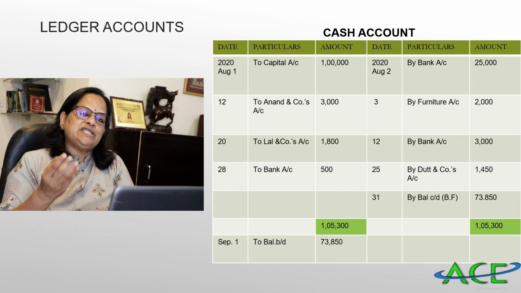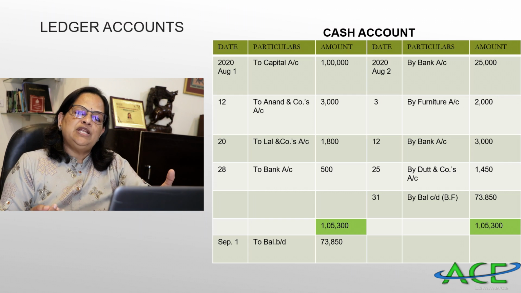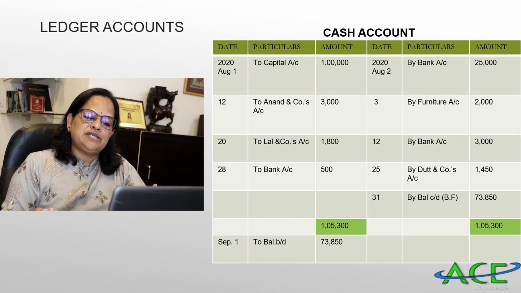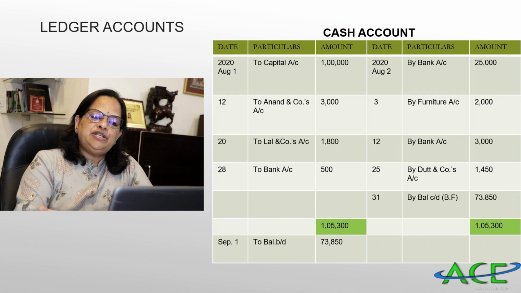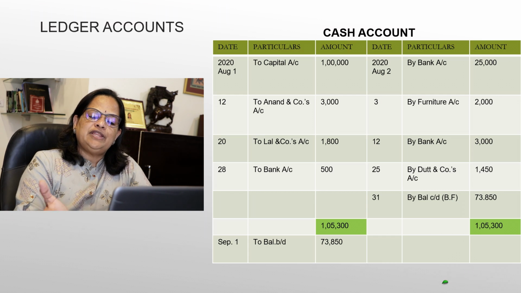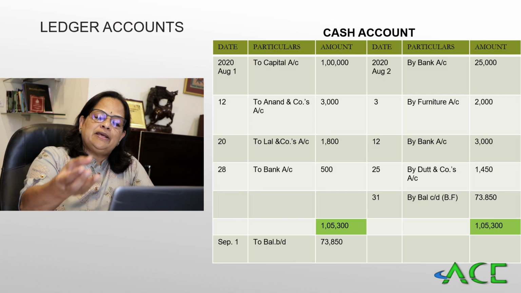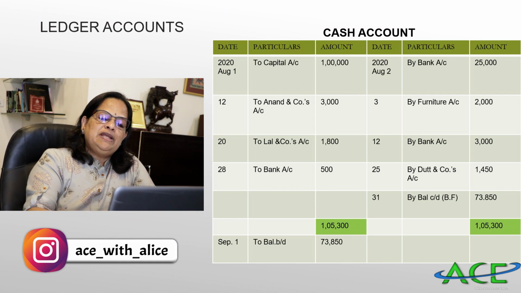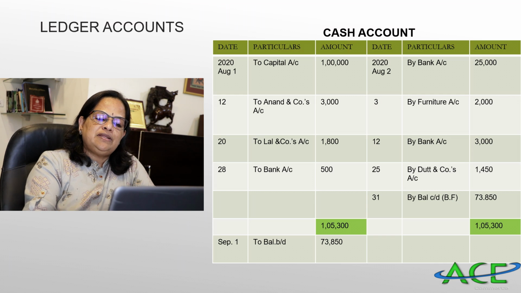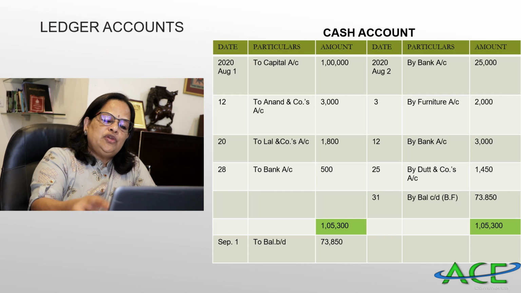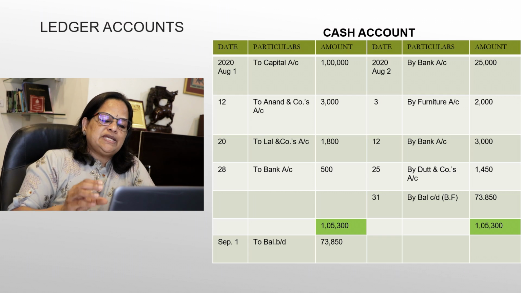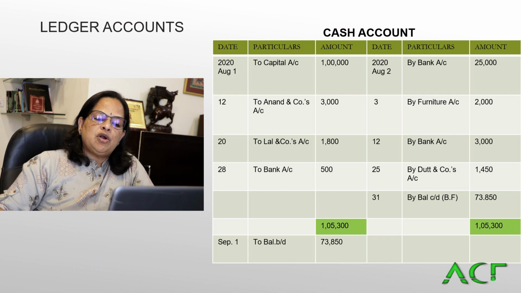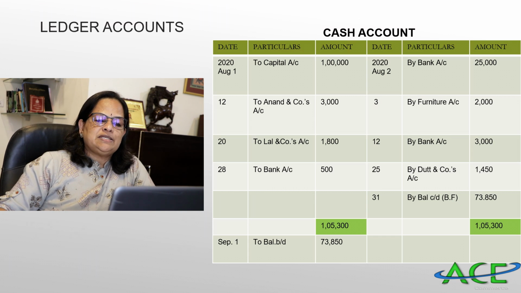Now you have to see which side is higher. So the debit side balance you are getting is 1,05,300. The same balance you have to write on the credit side also, 1,05,300. Then you have to see that the credit side is short by 73,850. So we will get by balance carried on 73,850. So the debit side is higher, so you are bringing the balance back to the debit side. September 1st, to balance brought down 73,850. This will go to the trial balance.